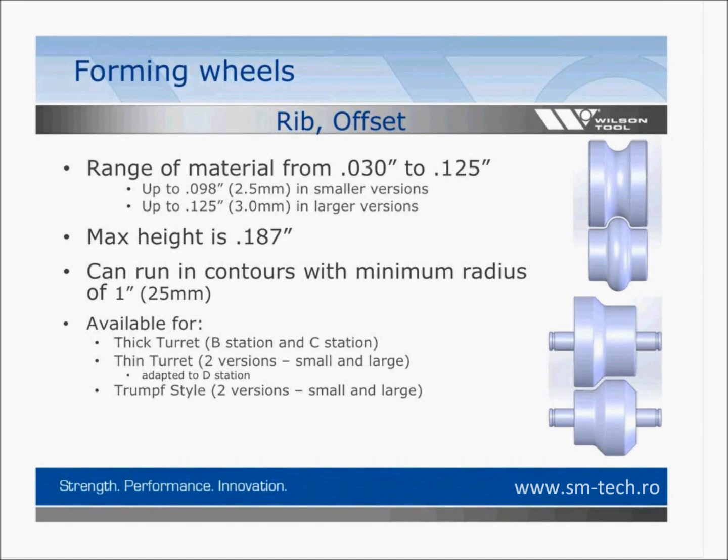The maximum height, 187 or 3/16, is the maximum height. In most cases, though, that maximum height may be limited more by other factors rather than what we can make the wheel to create. It's more a matter of what the material can withstand as far as the forming that's possible with the material. You can definitely run these tools in contours to do arcs. Minimum radius, roughly 1 inch. And this is available for thick turret in either the B or the C station. Thin turret, always adapted to the D station, and then in trunk style, a couple of different versions.